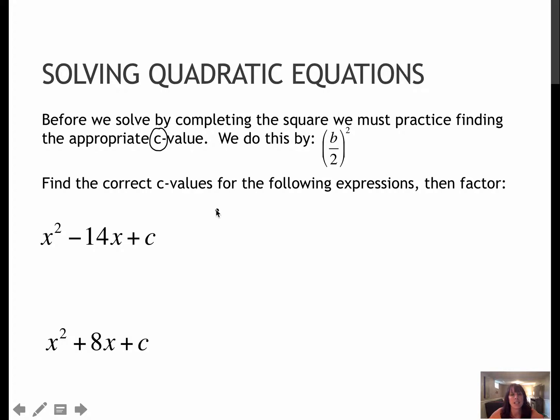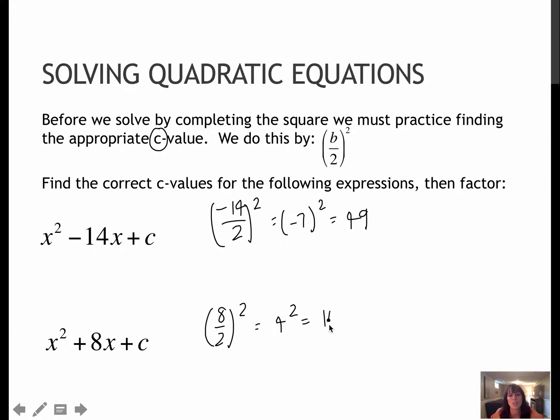So for instance, in this case, b is negative 14. I'm going to take that in half and then square it. Negative 14 divided by 2 is negative 7. Negative 7 squared is 49. So my c value would be positive 49. C values are always positive because whether we multiply a negative times a negative or a positive times a positive, our product is positive. For my second, I would take b divided by 2, which is of course 4, squared, which is 16. So those would be my c values.